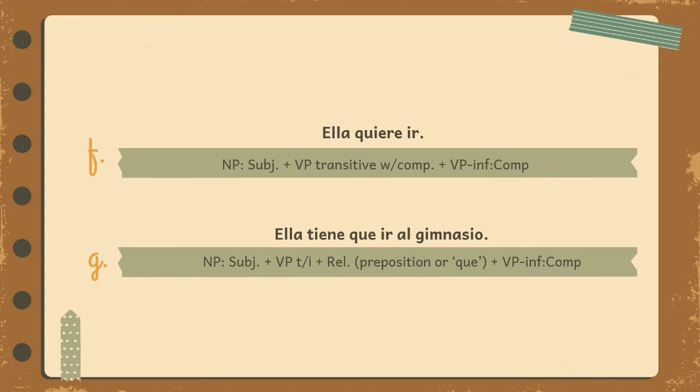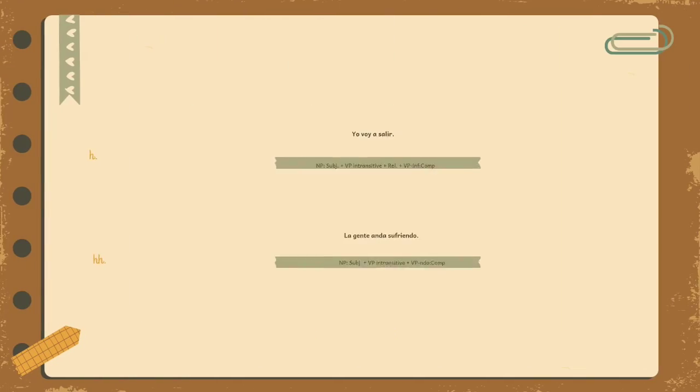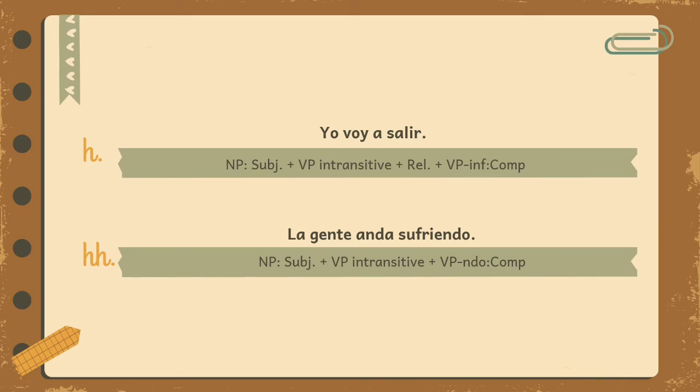G. Ella tiene que ir al gimnasio. Noun phrase as subject, verb phrase intransitive followed by relator plus infinitive, preposition or que, and verb phrase infinitive as a complement. H. Yo voy a salir. Noun phrase as a subject, verb phrase intransitive plus relator a, and verb phrase infinitive as a complement. H. La gente anda sufriendo. Noun phrase as subject, verb phrase intransitive, and verb phrase in the endo form as a complement.